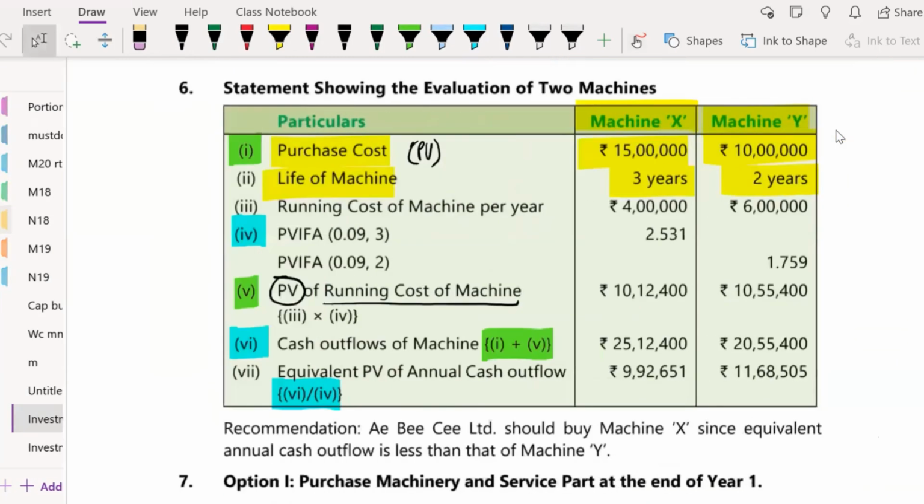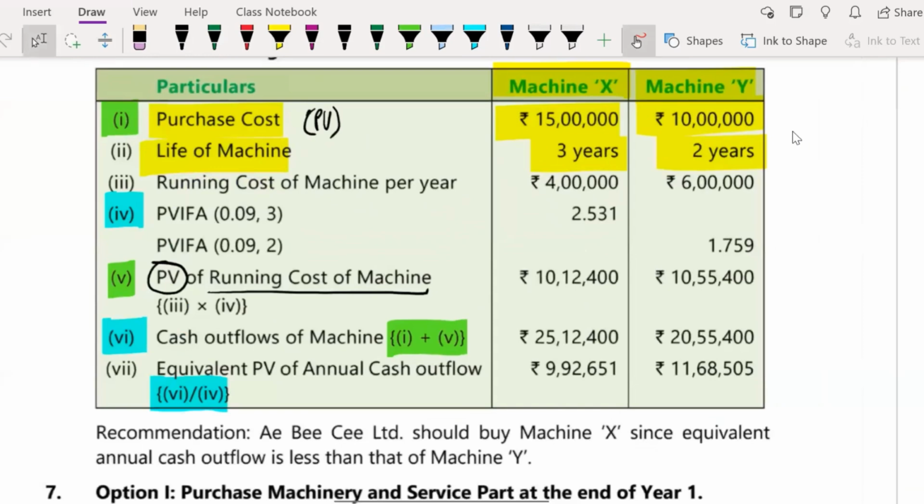So now moving back, the running cost as given in the question was 4 lakh and 6 lakh rupees. Now you have to bring this 4 lakh per year and 6 lakh running cost per year to present value. So this is for 3 years. This 4 lakh will be for 9%, 3 years. So your present value is this. And then 6 lakh will be for 2 years at 9%.